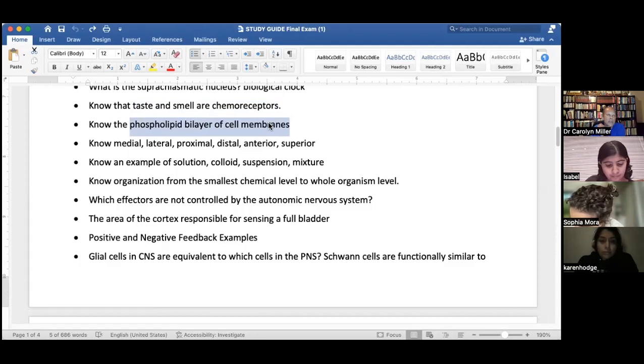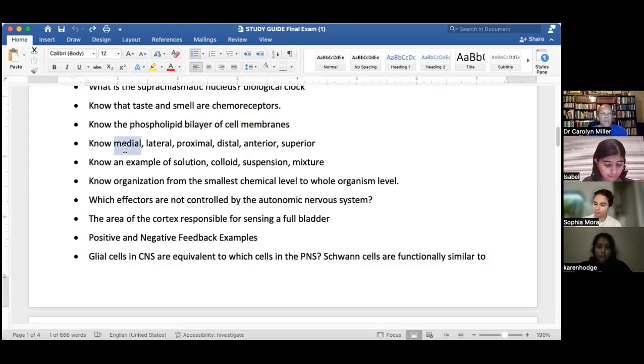Cholesterol is embedded in the membrane to offer rigidity and stability, so that as those two separate phospholipid layers are floating within the cell, they don't break apart, because that cholesterol adds rigidity and stability to the phospholipid bilayer of the cell membrane. So the lipid tails are toward each other.